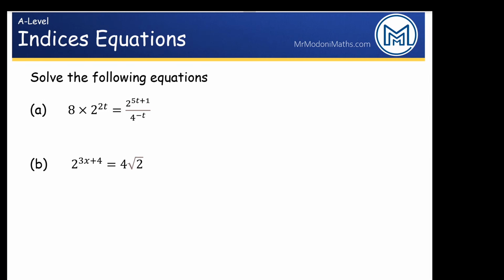In this video, we're going to look at how to solve indices equations. So here you can see two examples of equations that we're going to solve. The common thing to note here is that there are unknowns on both sides of the equation. In the first one, we've got t, and we've got numbers 2, 4, and 8, which are of different bases.